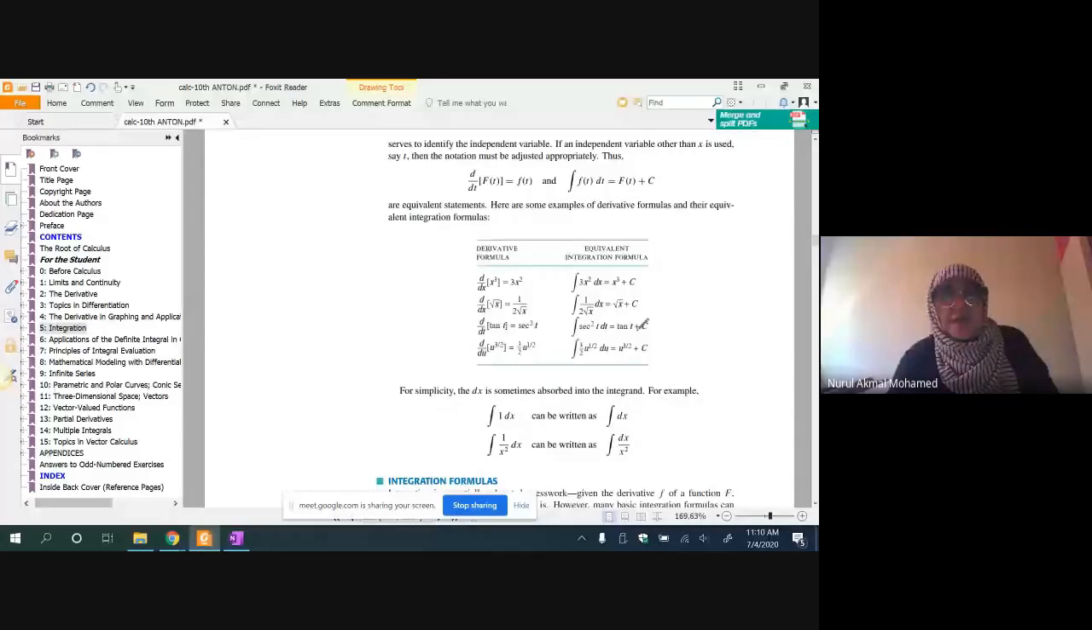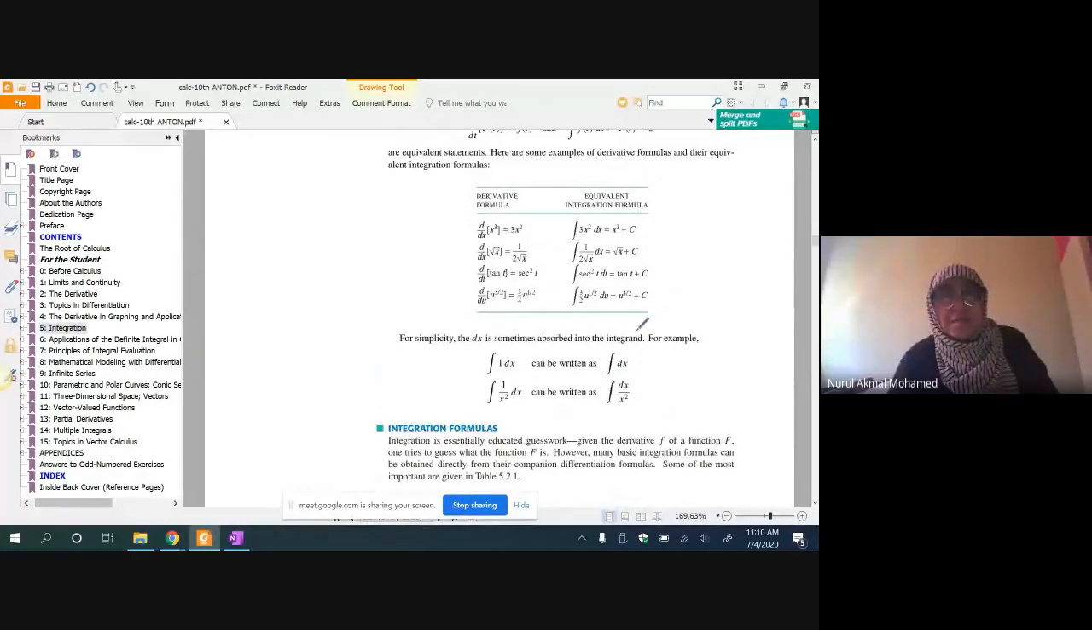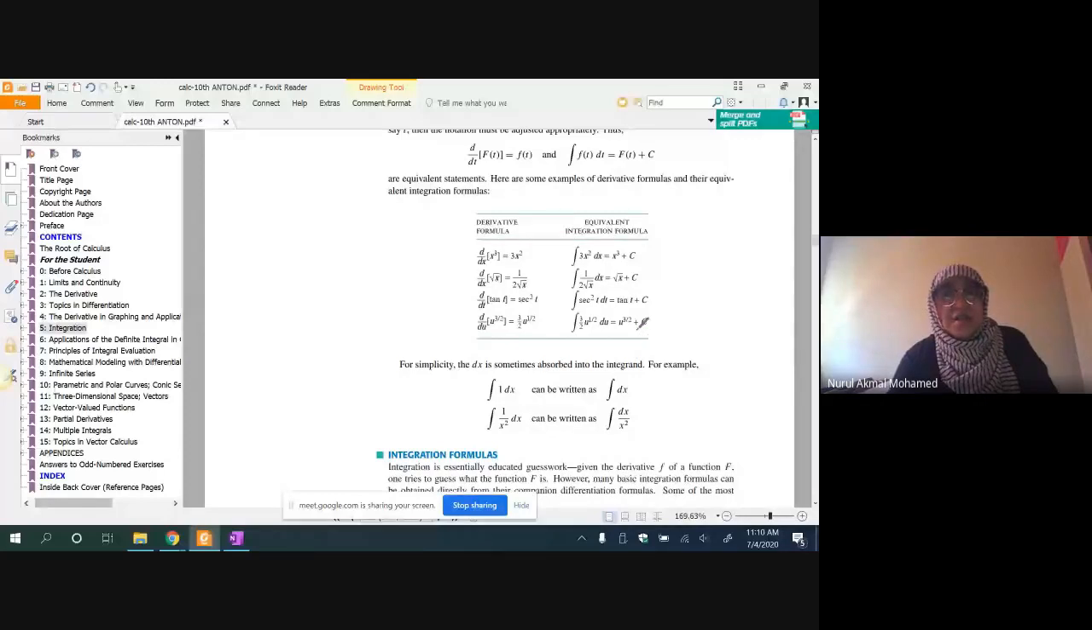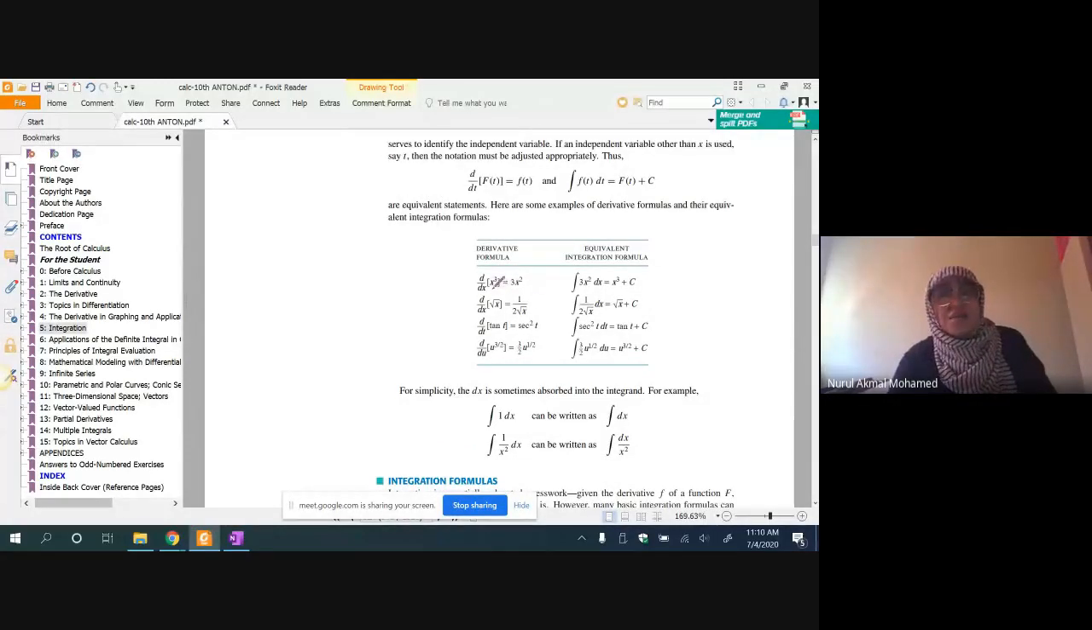Okay, and then we have here some derivative functions. Like if you differentiate x cubed, you will have 3x squared. So the equivalent integration formula will be 3x squared. The integration of this will be x cubed plus c. And since you already know that the derivative of tangent x will be secant squared x, then the integration of secant squared will be tangent plus c.